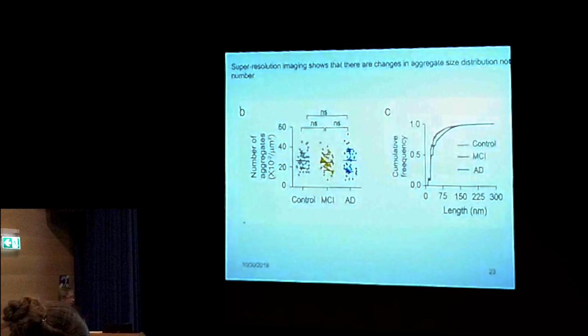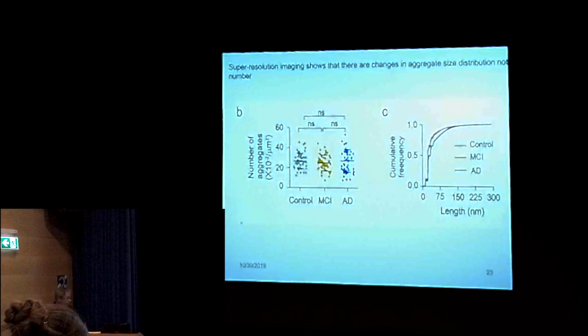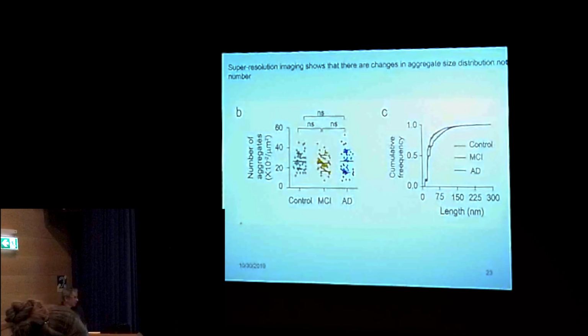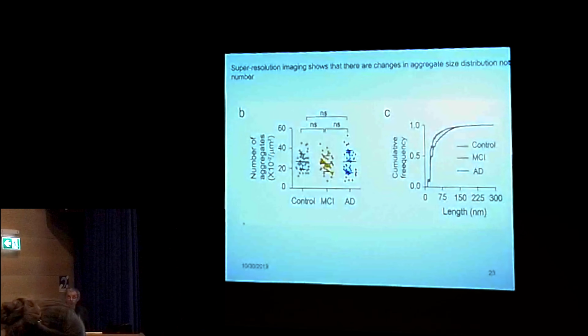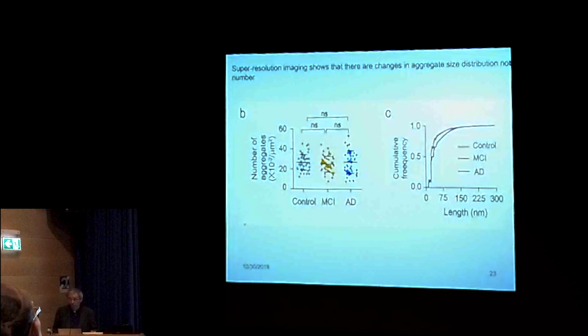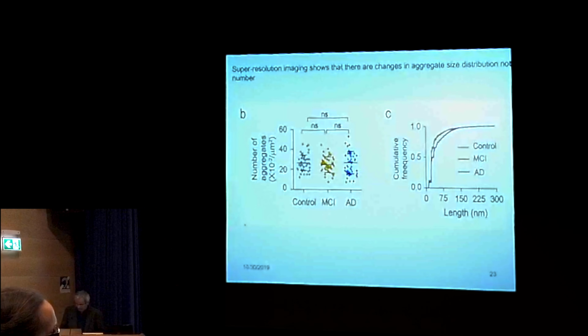So this is what we see. First of all, if we count the number of aggregates, we're slightly surprised there's no difference between the control, the MCI, and the Alzheimer's disease patients. So you don't get more aggregates as you develop the disease.